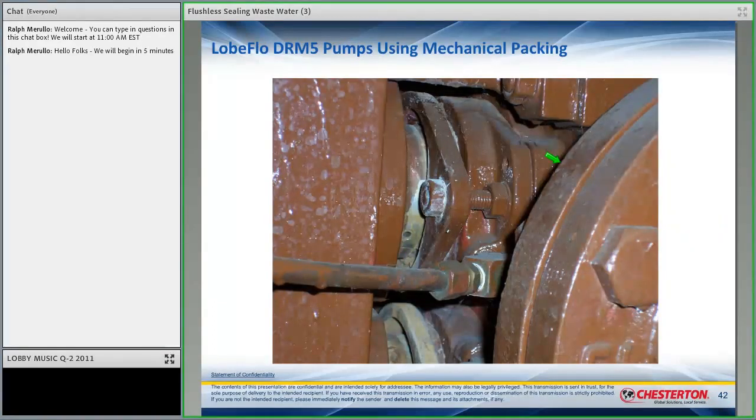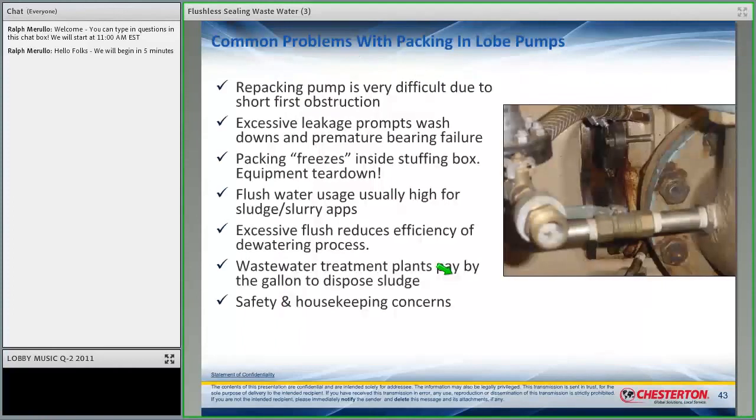So this is an example of a low flow DRM5, and you notice the massive amount of space they have in that stuffing box. Absolutely. There's your packing gland right there, and there's your flush line for your packing, right? Okay. So the problem in this kind of service is the sludge gets into the packing, abrades the shaft, then you got to replace the shaft and all the rebuild, and it's a pain. Yep. So how can you improve that with a mechanical seal?